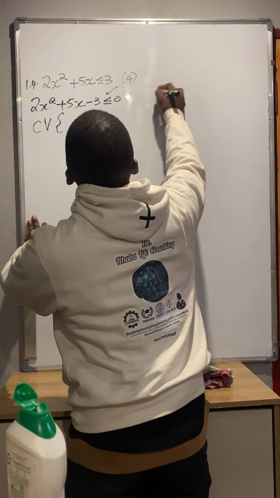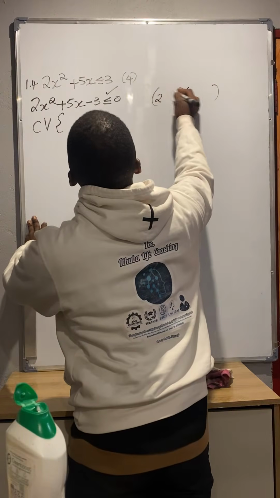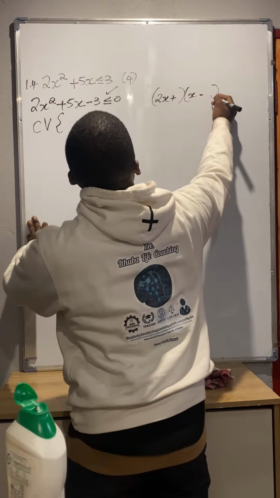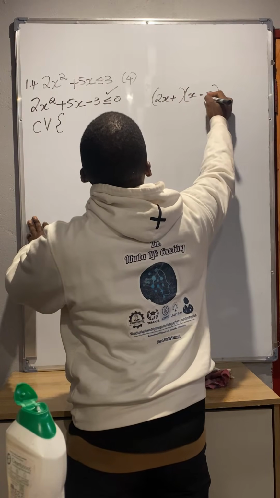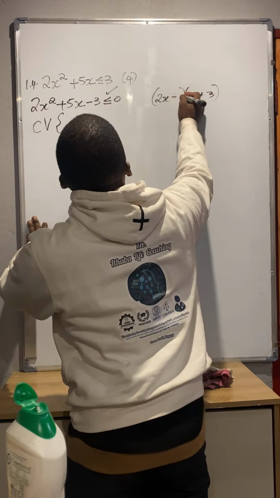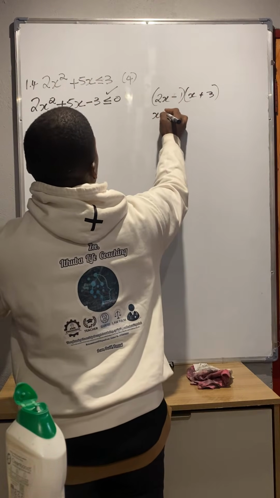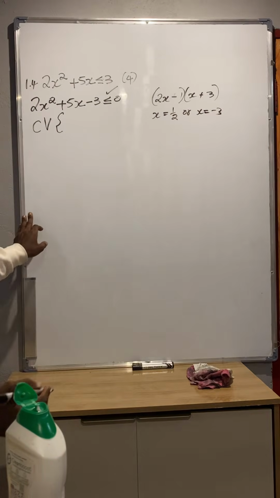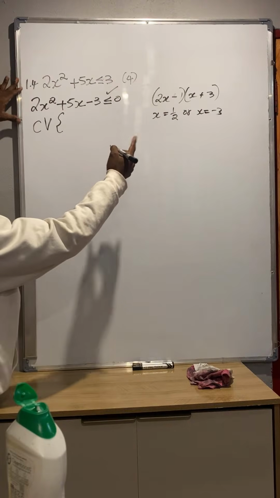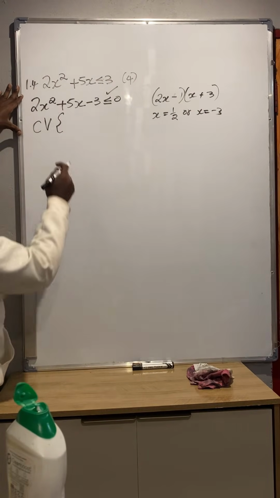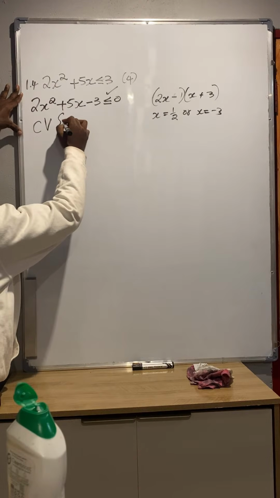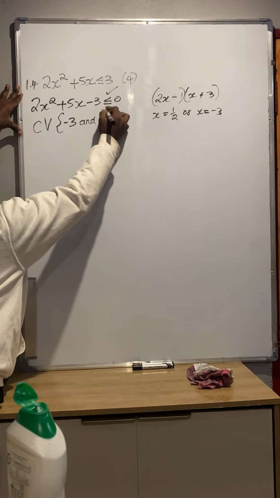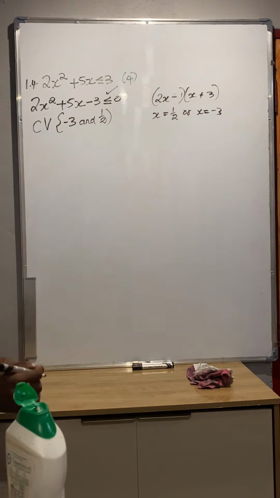So it's going to be 2x plus or minus 3, no, and 1. Therefore, x is equal to half, or x is equal to negative 3. Okay, so those were our critical values. Now you don't have to write that. It's now negative 3 and half.